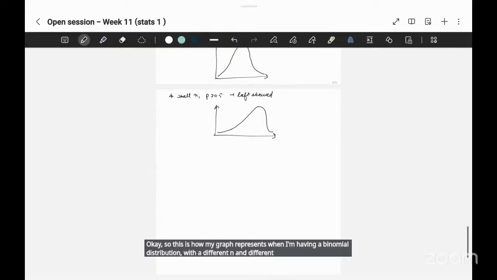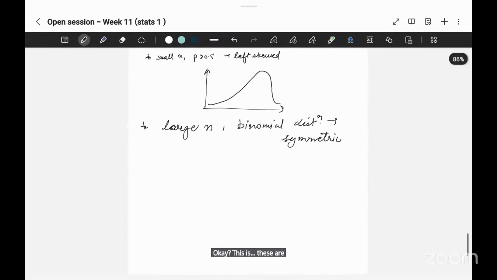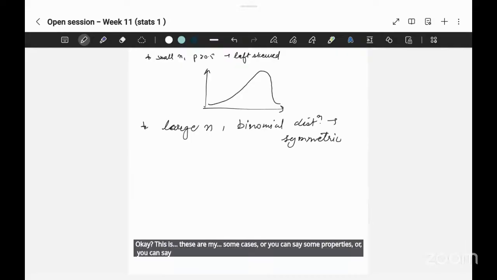And the main thing is, for large n, if my n is very large, then all my distribution will be symmetric. These are some cases, or you can say some properties, or the effect of n and p on the graph. Clear?